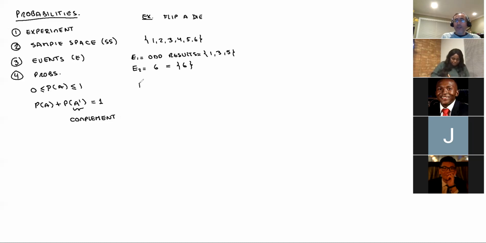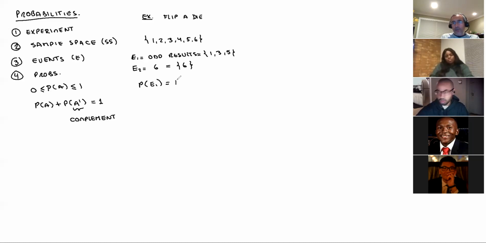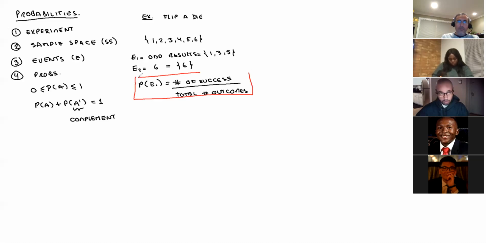Now, what is the probability of event 1? So what is the probability that, guys, before you flip a die, what is the probability that you're gonna get 1, 3, or 5? Is it 50%? Exactly, it's going to be, so basically it's going to be number of successes divided by total number of outcomes. Do you agree with me? Agree with me, guys?